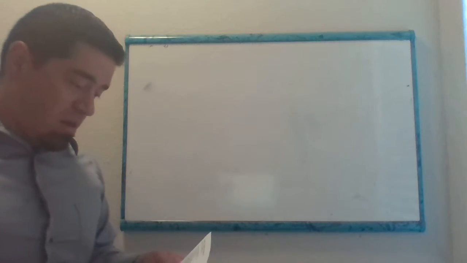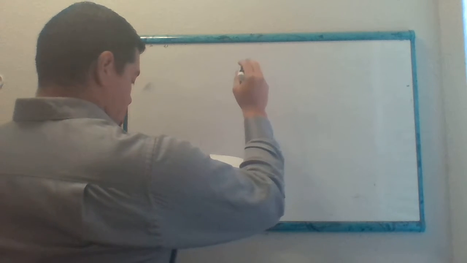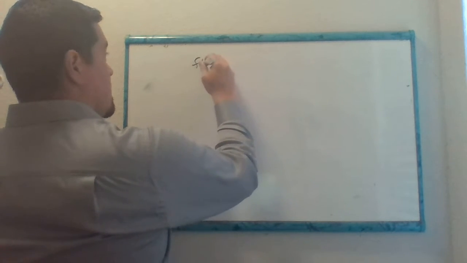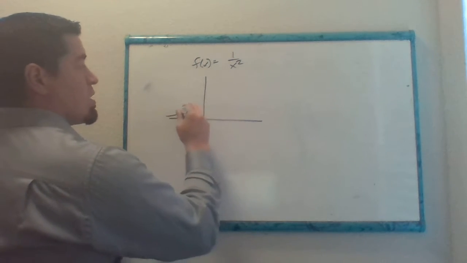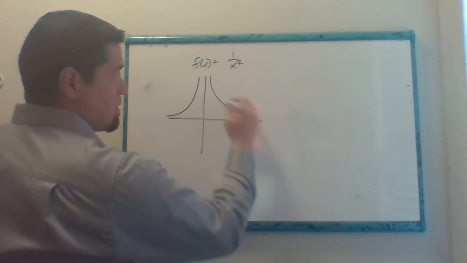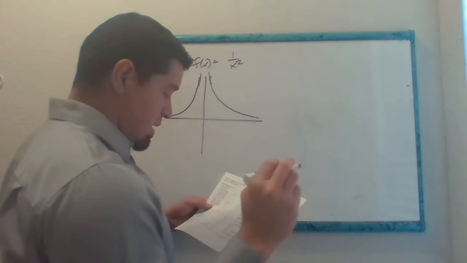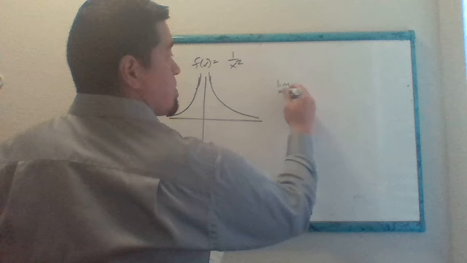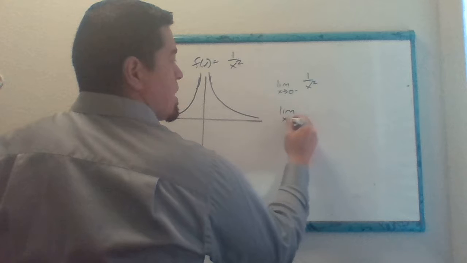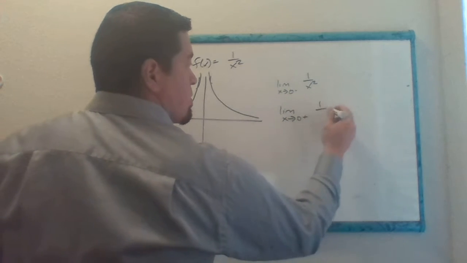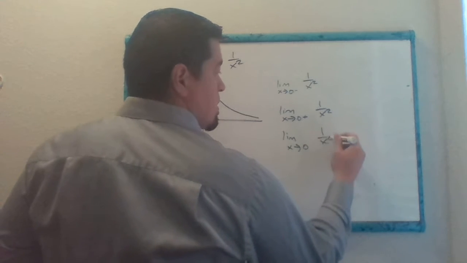Let's try maybe one more. Let's do f of x equals 1 over x squared, which to me looks like a volcano. So this one we can play around with some of the limits. The limit as x approaches 0 from the left of 1 over x squared. The limit as x approaches 0 from the right of 1 over x squared. And the limit as x approaches 0 of 1 over x squared.